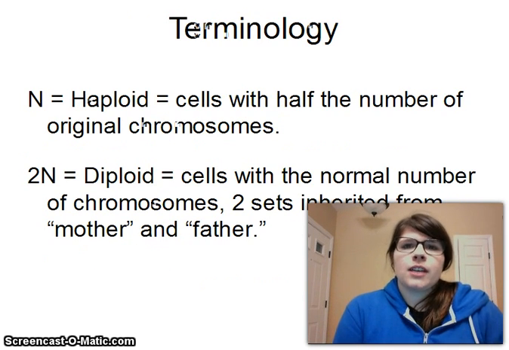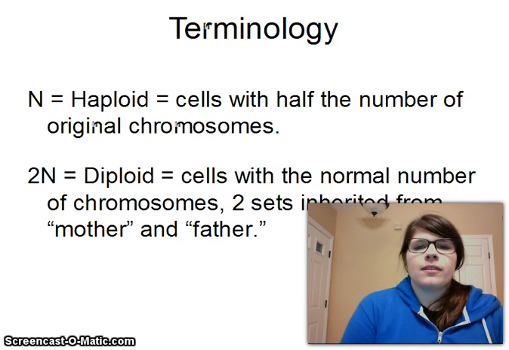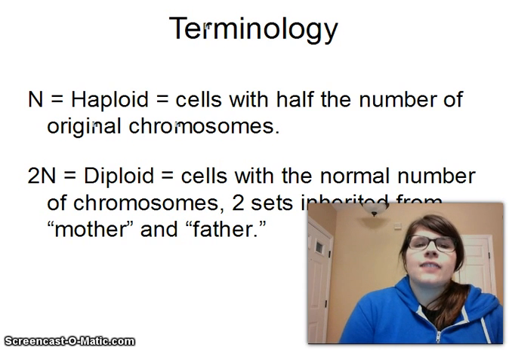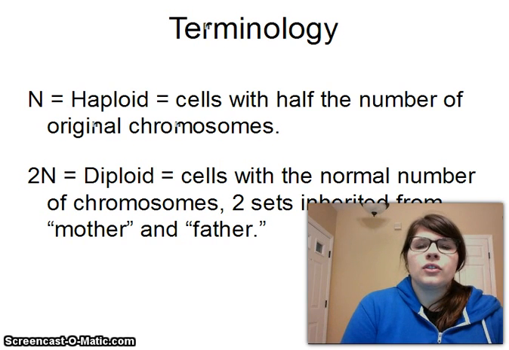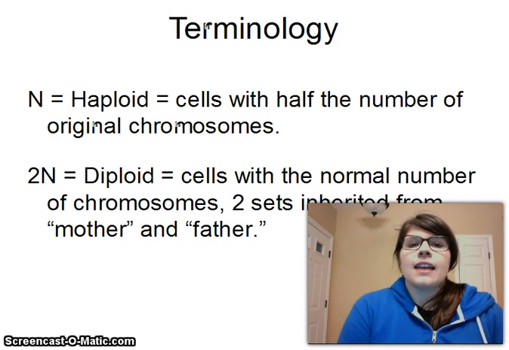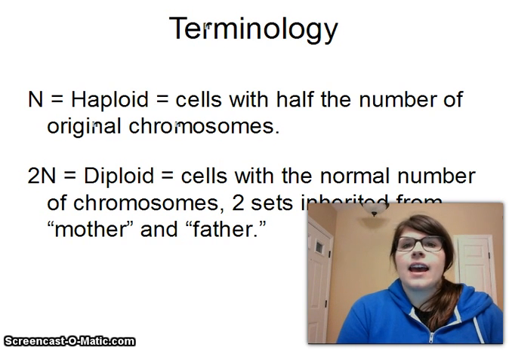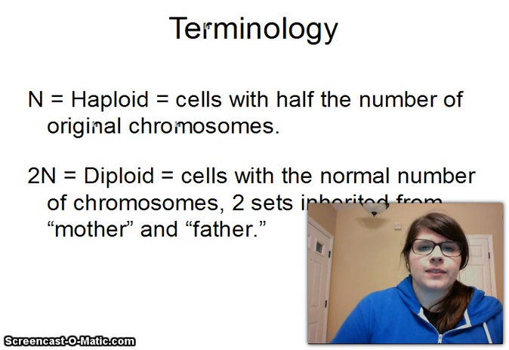So there's a little bit of terminology before we get totally started. You heard me talk about haploid. Haploid is a cell that has half the number of its original chromosomes. So in a human, that would be 23 chromosomes. Now, diploid are cells with the normal number of chromosomes. 2 sets inherited, one from your mom and one from your dad. So we get half our cells from the egg and half from the sperm, which fuse together to make each and every one of us.